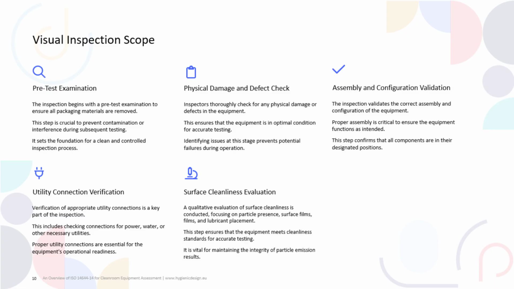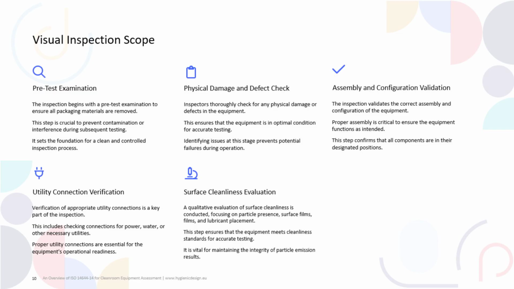The visual inspection process begins with a pre-test examination, where all packaging materials are removed. This step is essential to prevent any contamination or interference during the testing phase and establishes a clean, controlled environment for the inspection. Next, inspectors conduct a thorough check for any physical damage or defects in the equipment. Ensuring the equipment is in optimal condition at this stage helps avoid potential failures during operation and guarantees accurate test results. The inspection also includes validating the correct assembly and configuration of the equipment. Proper assembly is critical to ensure the equipment functions as intended, and this step confirms that all components are correctly positioned.